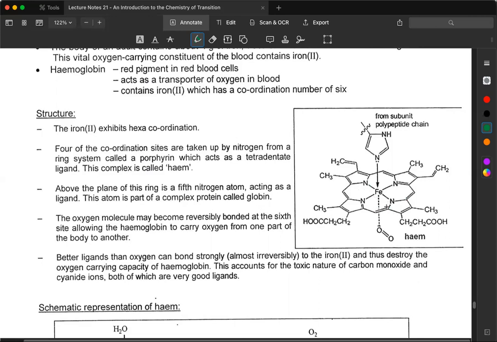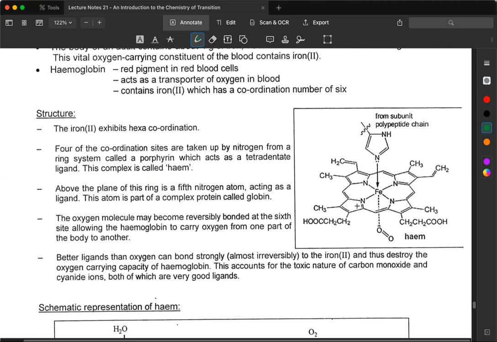This complex is called heme. Above the plane of the ring is a 5th nitrogen atom acting as a ligand. This atom is part of a complex protein called globin, hemoglobin. So the oxygen molecule can become reversibly bonded at the 6th site here, allowing the hemoglobin to carry oxygen from one part of the body to another.